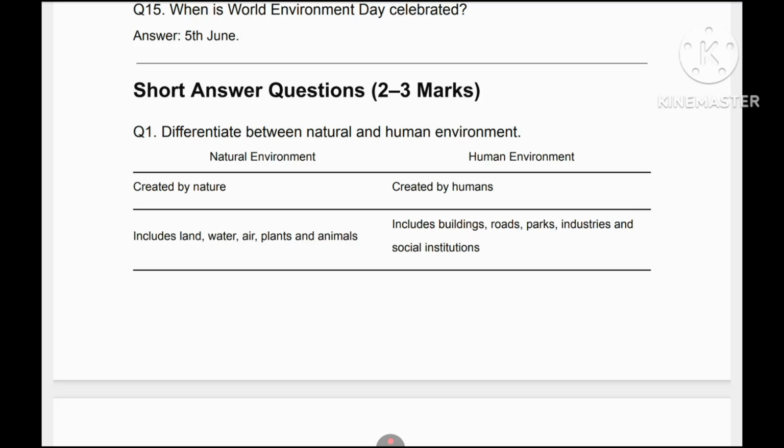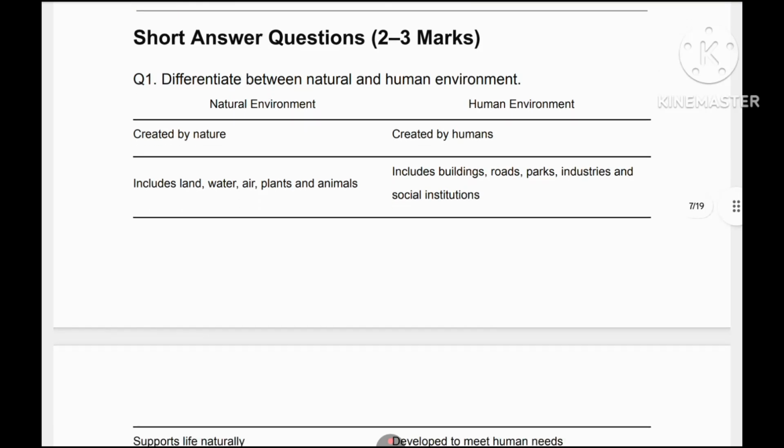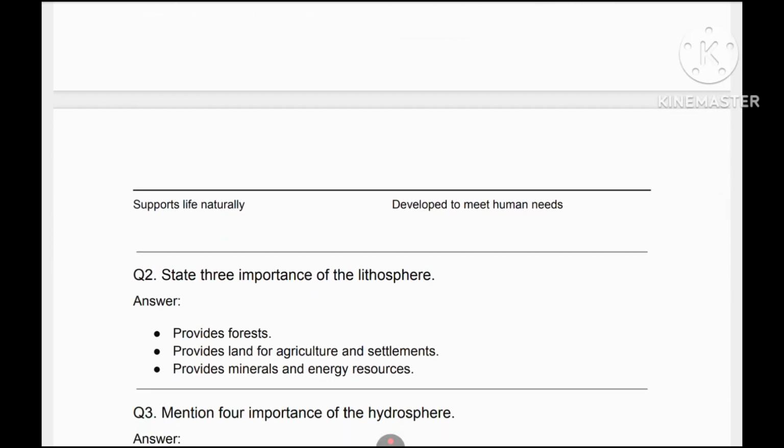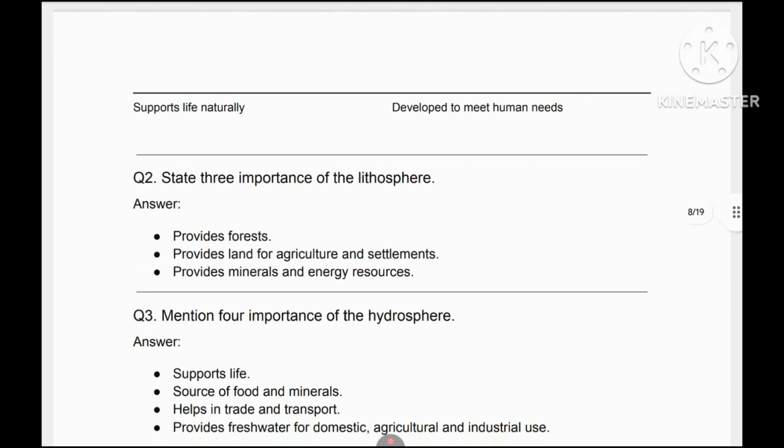Now short answer questions. Differentiate between natural and human environment. Natural environment created by nature, human environment created by humans. Natural environment includes land, water, air, plants and animals. Human environment includes buildings, roads, parks, industries and social institutions. Natural environment supports life naturally and human environment developed to meet human needs.